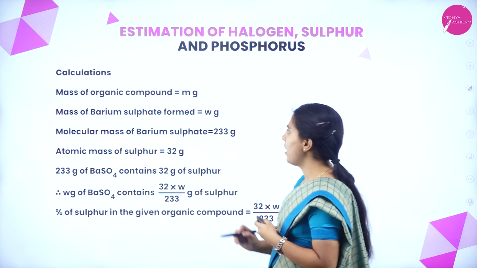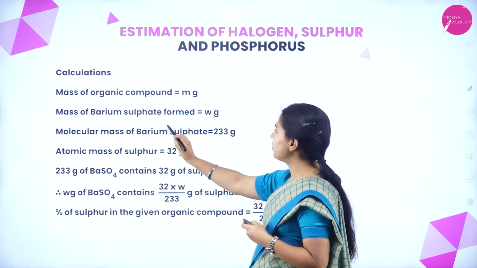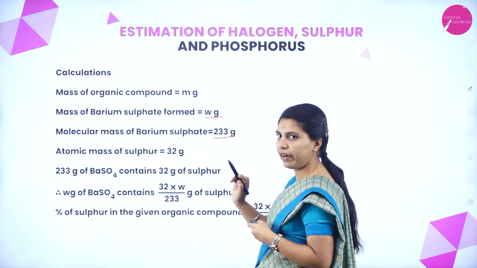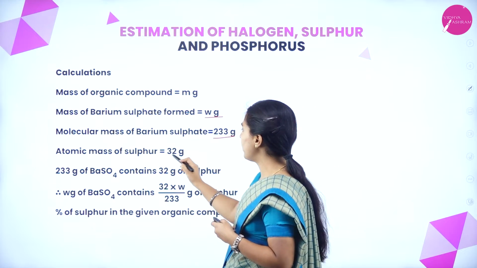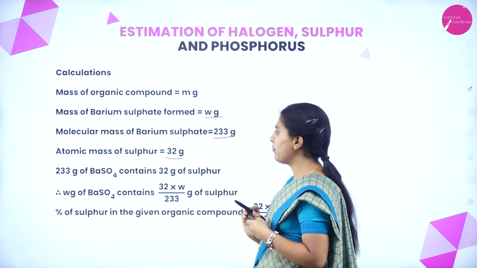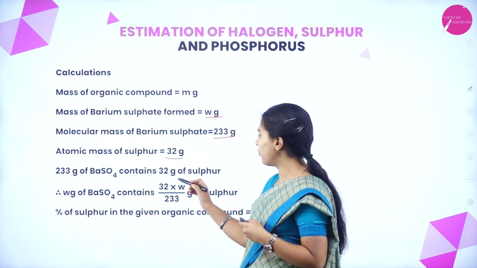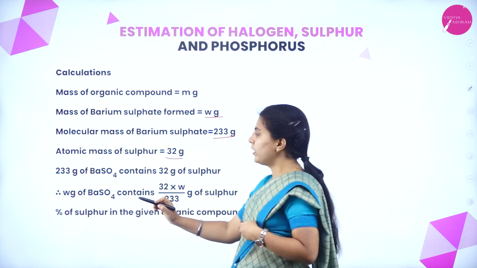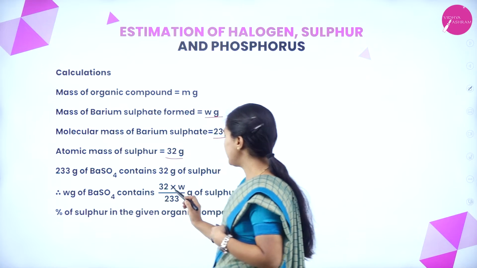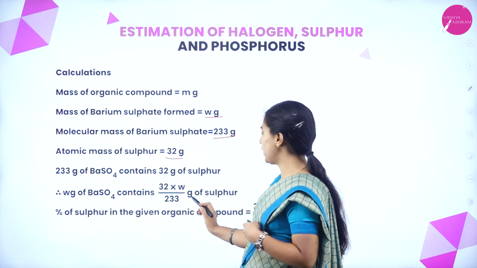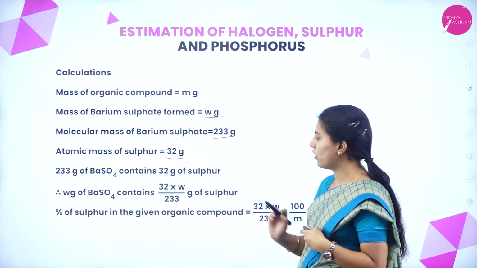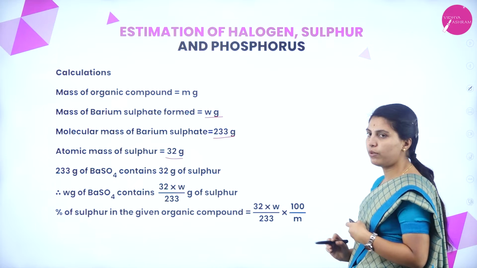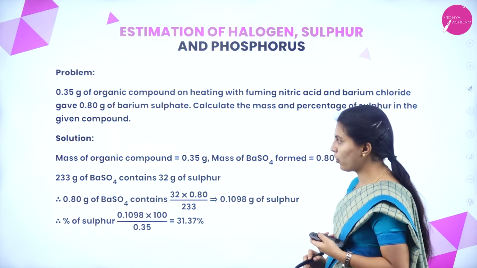The calculations: mass of organic compound m, mass of barium sulfate W. Molecular mass of barium sulfate is 233 gram. Atomic mass of sulfur is 32 gram. 233 gram of barium sulfate contains 32 gram of sulfur. So W gram of barium sulfate contains 32 into W by 233 gram of sulfur. The percentage of sulfur in the given organic compound is 32 into W by 233 into 100 by m. So now the problem.